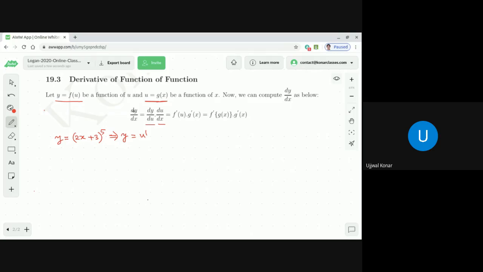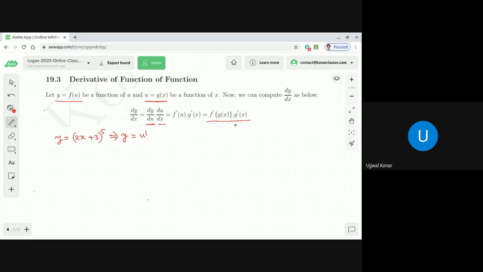The rule for that is that dy/dx is equal to dy/du into du/dx, as you see. Got it, no? And dy/du, as we know, is known by f dash u. Correct or not? And du/dx, that is d/dx of g(x), that is g dash x. Correct or not? So finally, what we can write is f dash of u, which is nothing but g(x), and g dash x.